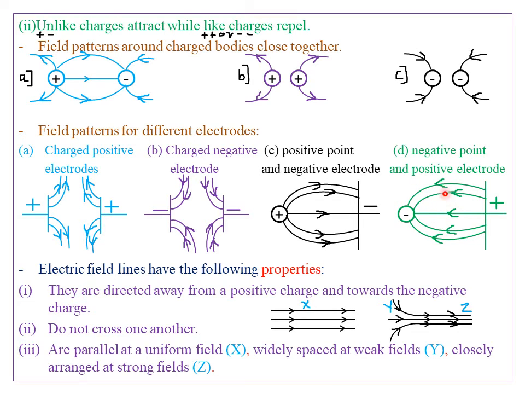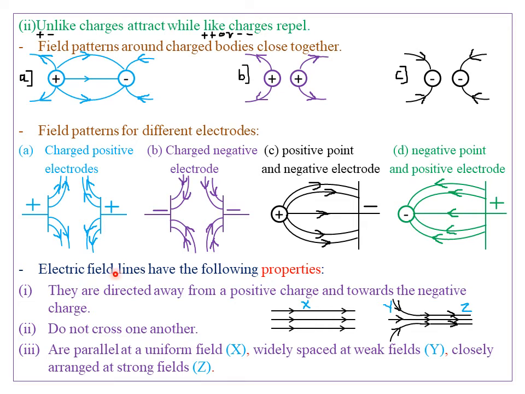Then the charges should move in such a way that they don't intersect each other, because if these ones are originating from the positive terminal, it means this one is positively charged, this one is also positively charged. So because they are all positively charged, they will repel each other. That is why they can never intersect each other.